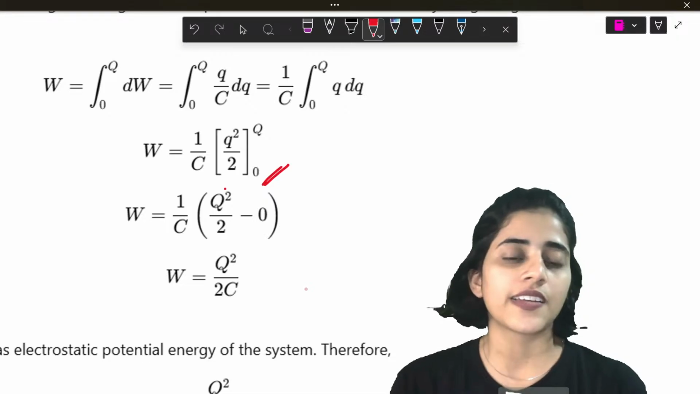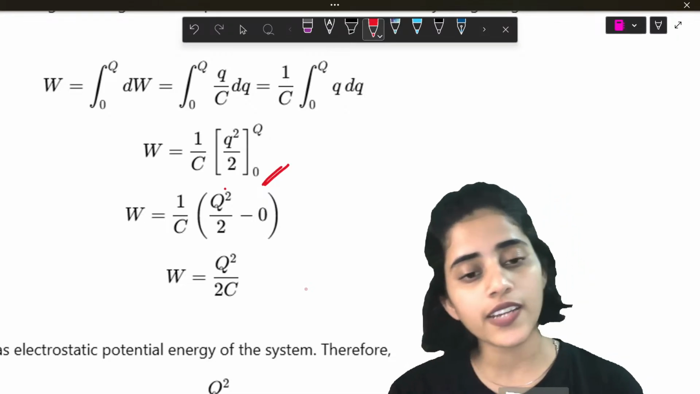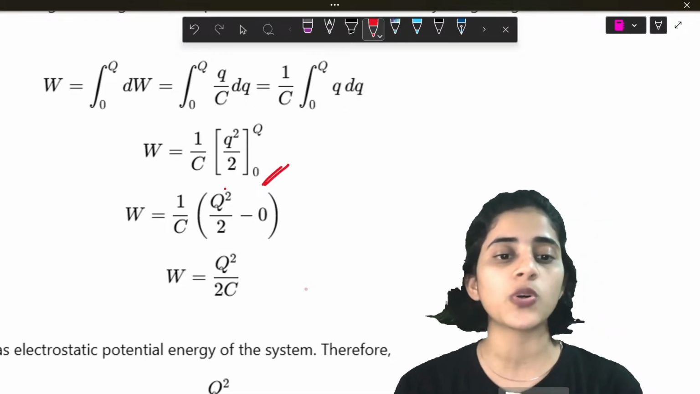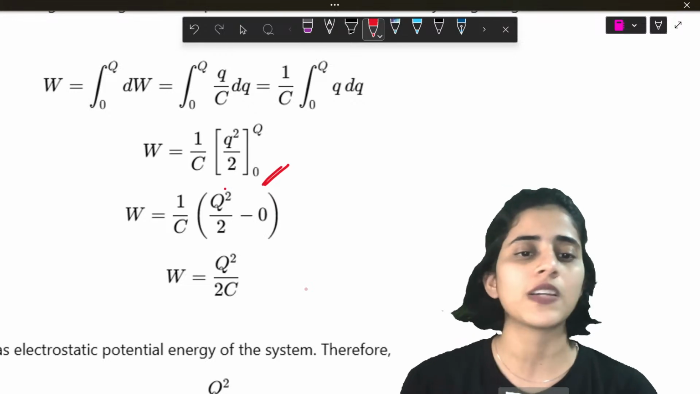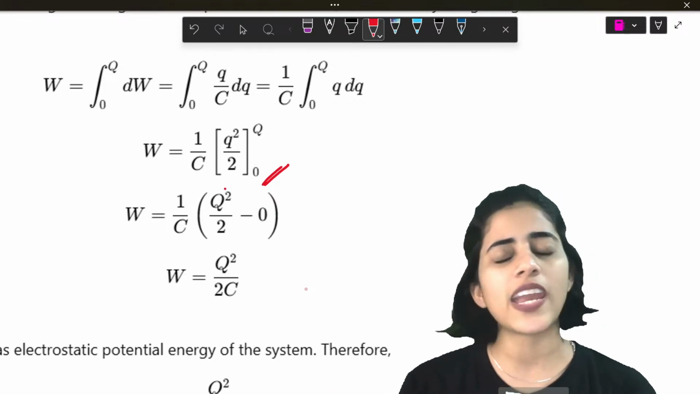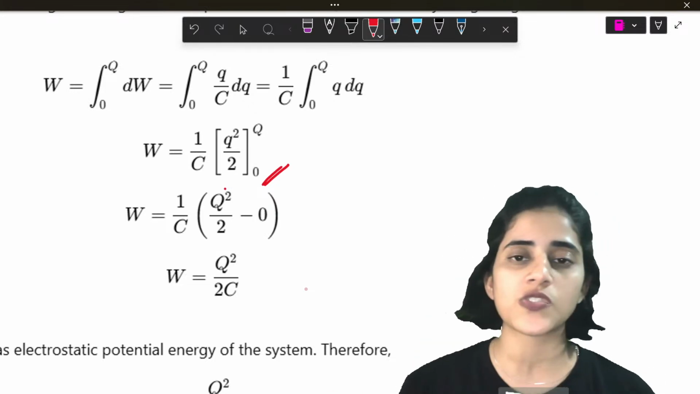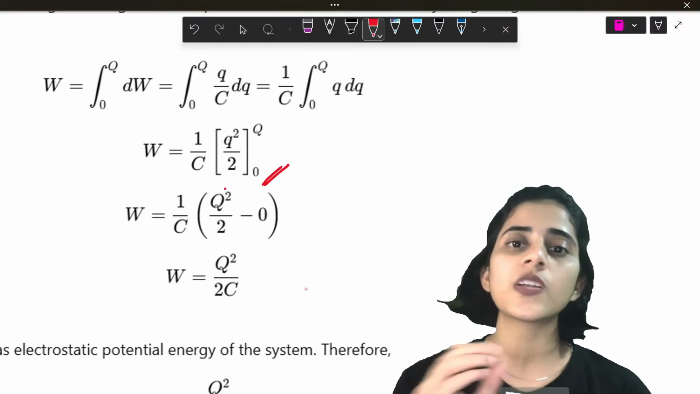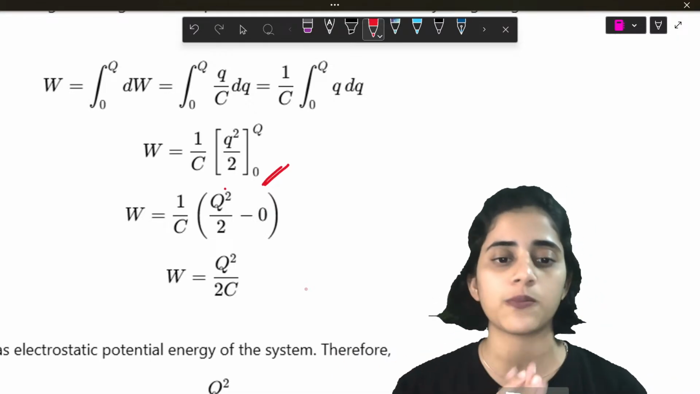Okay. Now you have found out the work done. You have to find out the potential energy, which is the same. So W and U are same. So every time students, whenever energy is transferred, work is done. So energy transferred and work done, they are always the same.